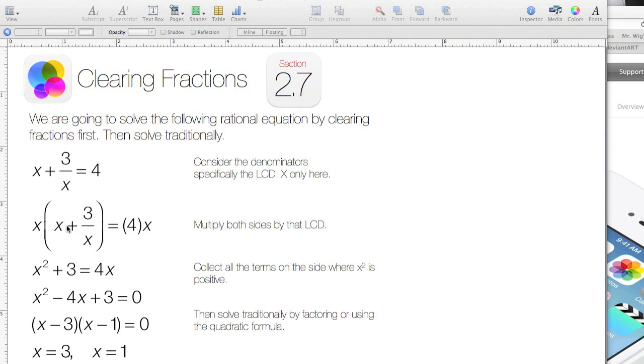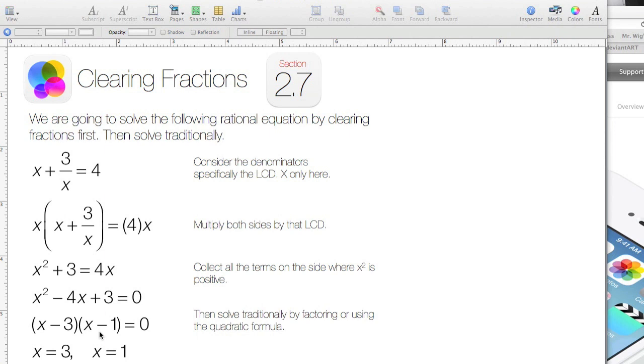My results: x times x gives me x squared. x times 3 over x, well, the x's cancel. It would have been 3x over x, and the x's would have canceled out and left me with just positive 3. The other side is easy, it's just 4x. At this point, it becomes a traditional quadratic style equation. So you can subtract 4x from both sides, add your 3, as it was in the original problem, and factor. In this case, it was very easy to factor, so I just went ahead and factored the problem. If I couldn't factor, I'd probably go directly to the quadratic formula and not waste my time trying other methods that may or may not work.